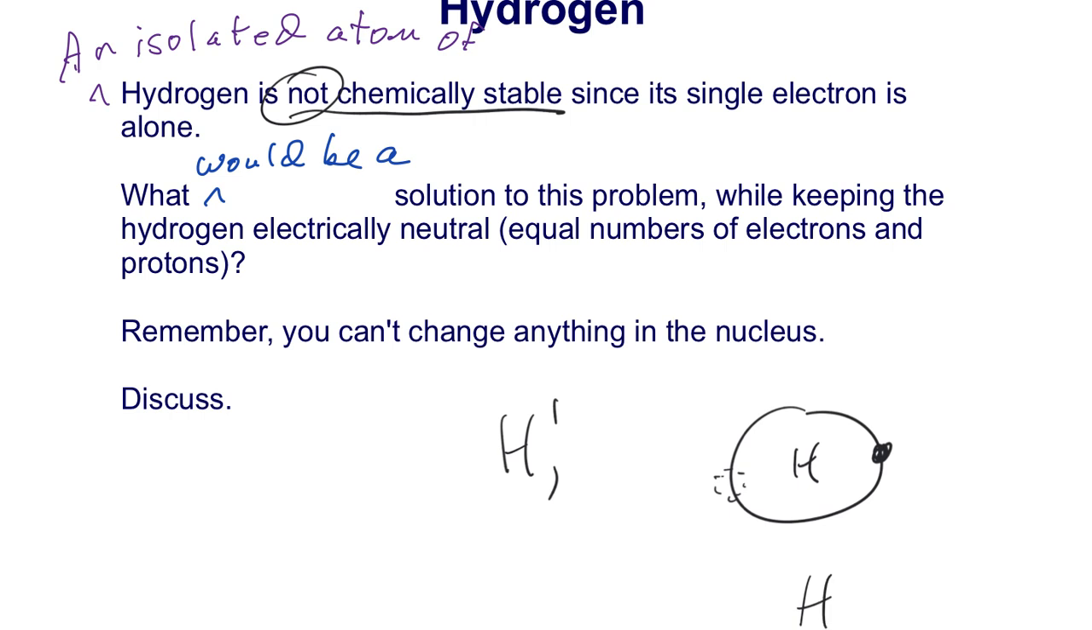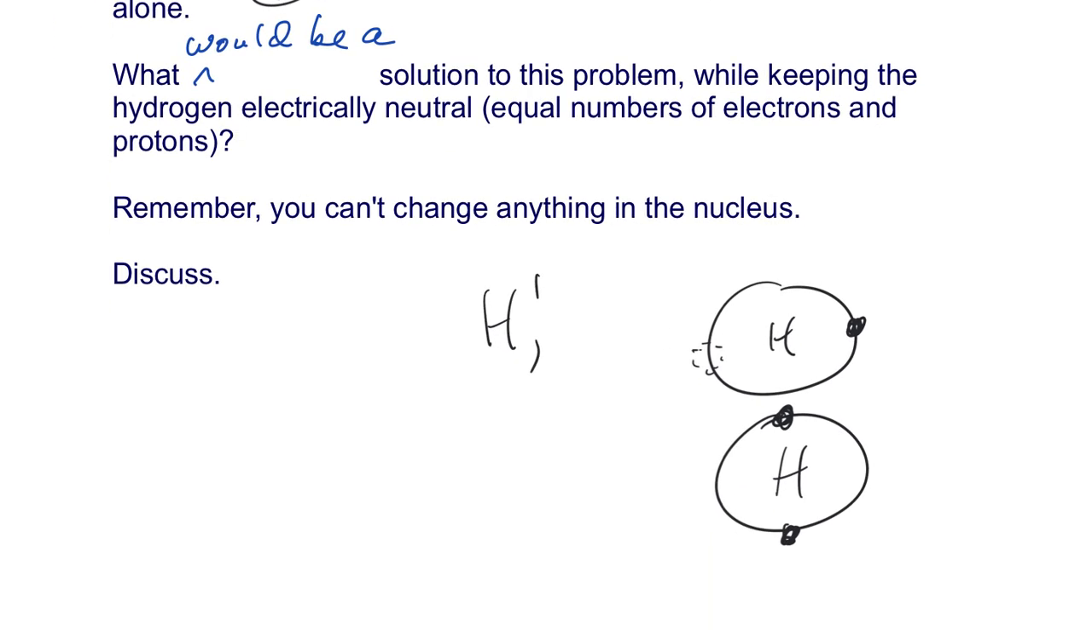And once it does that, it doesn't change the nucleus. It's still hydrogen with 1 proton. It becomes stable because its outer shell is filled. Again, elements will react until their outer shell is filled, and then they become stable.